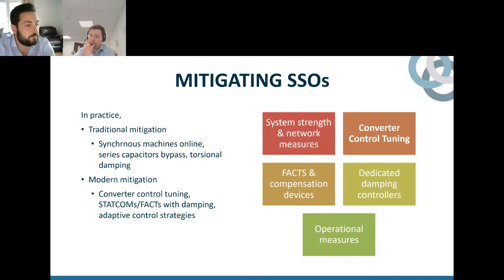So if I was to choose a way to mitigate that wouldn't be costly, for example wouldn't need to add synchronous generators or fossil fuel plants back on the network, I would go for converter control tuning, because it's an easy way for converter control engineers just like myself to get online, change the software, change a couple of parameters, and try to understand exactly how we can modify the current and voltage control bandwidths to avoid overlap with network resonance frequencies. So that would definitely be my option.